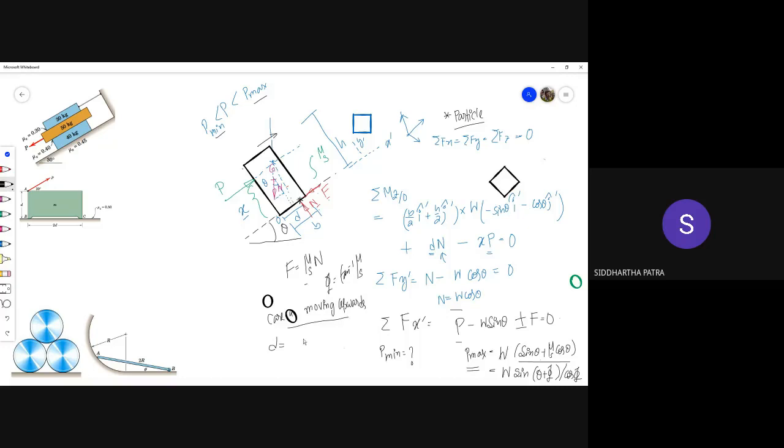So you might have got some expression of d as a function of x, okay? And that is somewhat like, if x increases, d also increases.